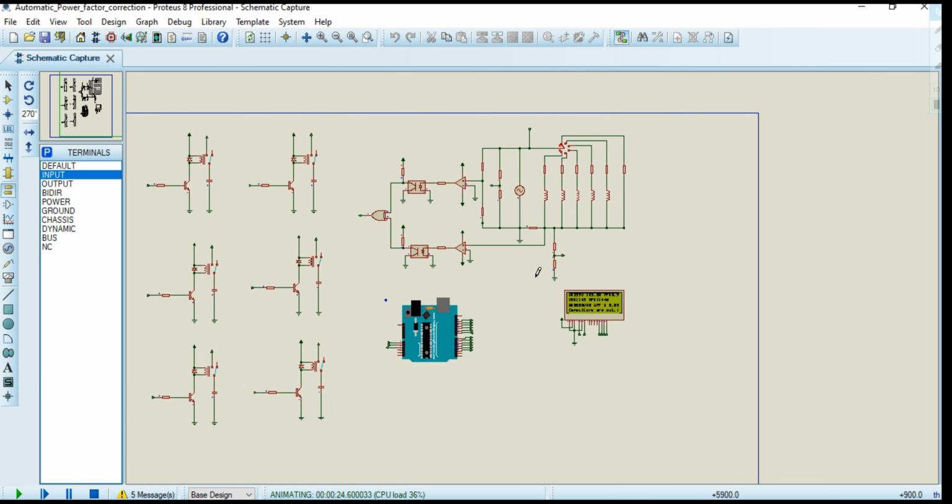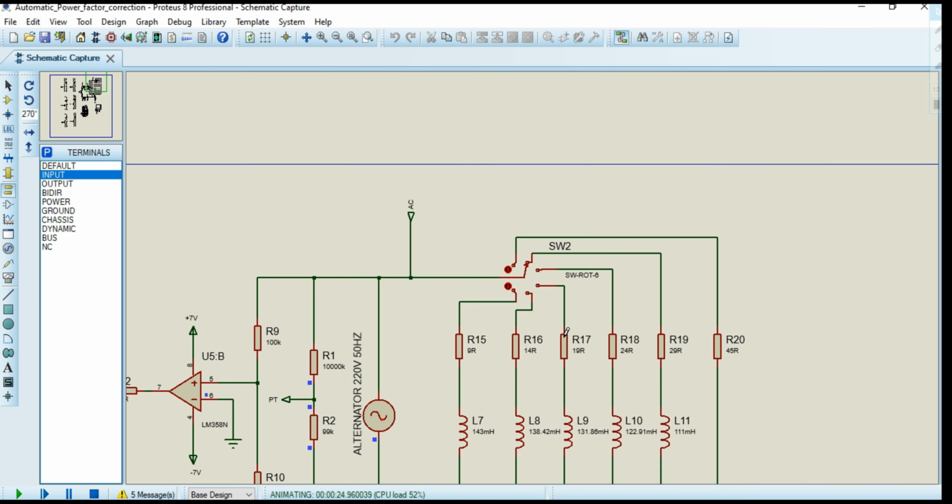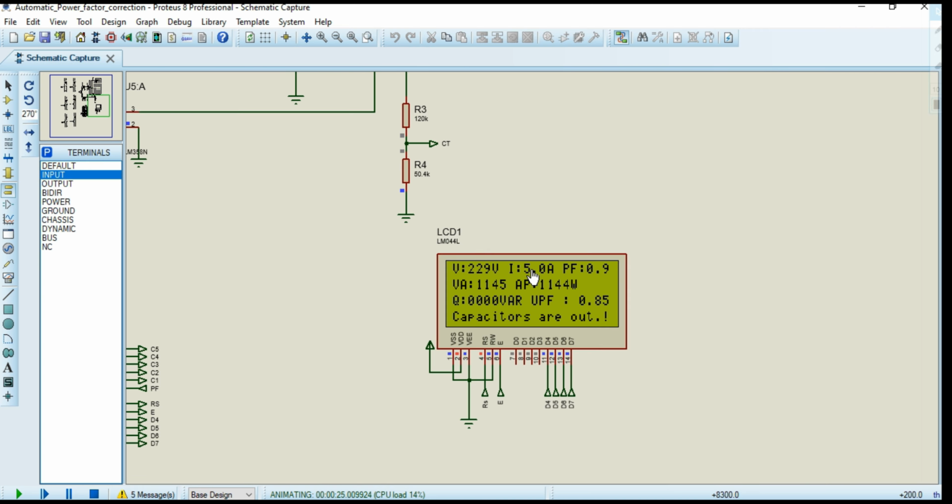So this was all about the implementation of the automatic power factor correction system in Proteus software.